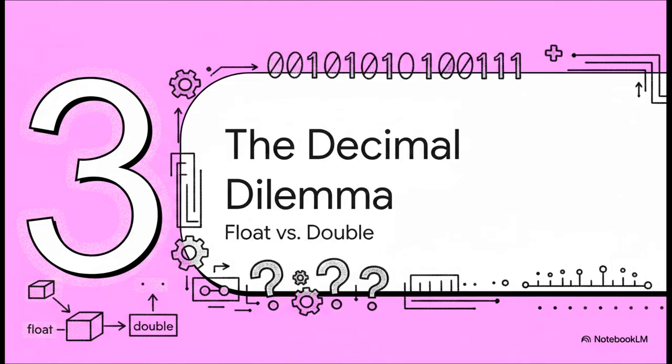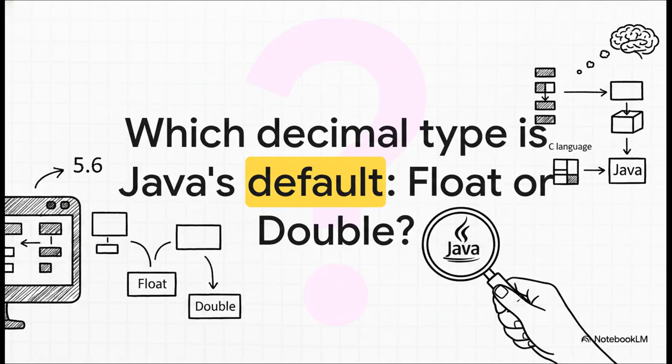All right, section 3, the decimal dilemma, pitting float against double. So that covers our whole numbers, but what happens when we introduce a decimal point? Let me pose a quick question to you. If you just type a plain decimal number into Java, like 5.6, what type does Java automatically assume it is? Does it default to the float type or the double type? Just think about that for a second.